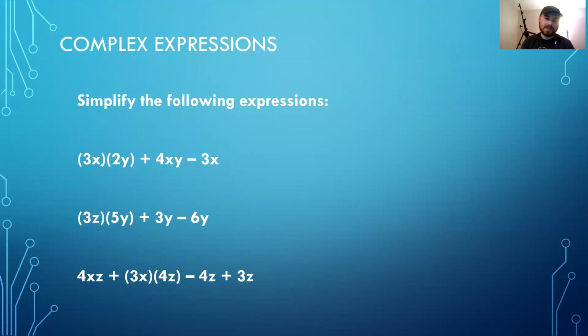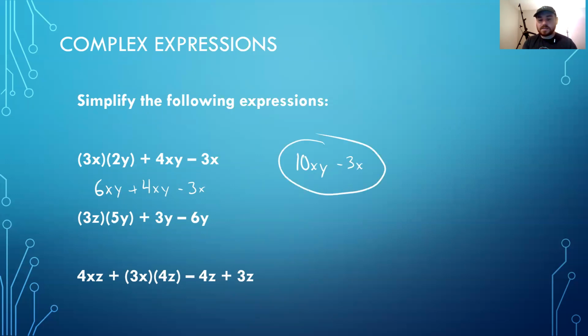So we have 3x times 2y. 3 times 2 is 6. We'll have xy. And I'm just going to bring these down, because again, writing these out is going to help us see what our like terms are. So here we have 6xy plus 4xy minus 3x. So obviously we can combine the xy's. 6xy plus 4xy, that's 10xy. And we have a minus 3x. We need to be careful here. Yes, the 10xy has an x, and the 3 has an x, but these are not like terms because of this extra y variable.